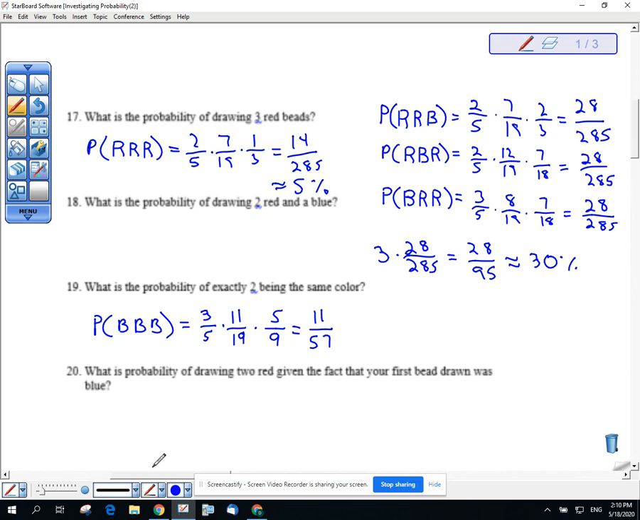And we've already calculated the probability of red, red, red. It came out to 14 out of 285. You can see that in number 17. So I've done the same thing for blue, blue, blue, which is the only other possible outcome that isn't 2 of one and 1 of another, okay? And that comes out to 11 out of 57. And then finally what we'd want to do is go 1 minus the sum of those two fractions, 14 out of 285.